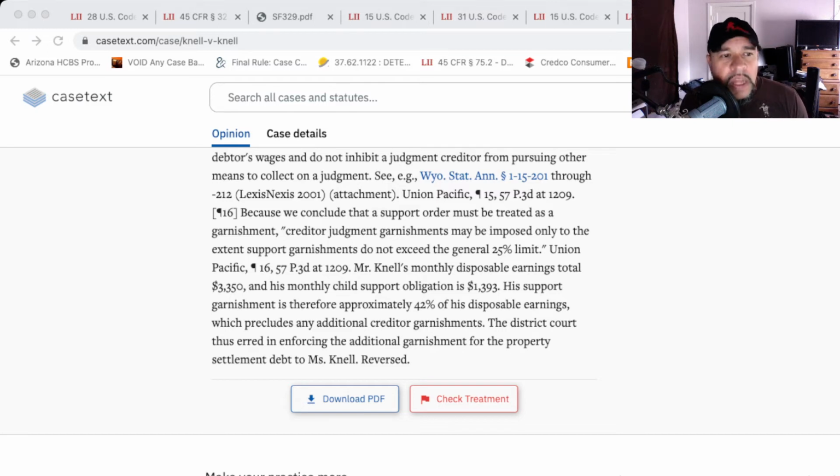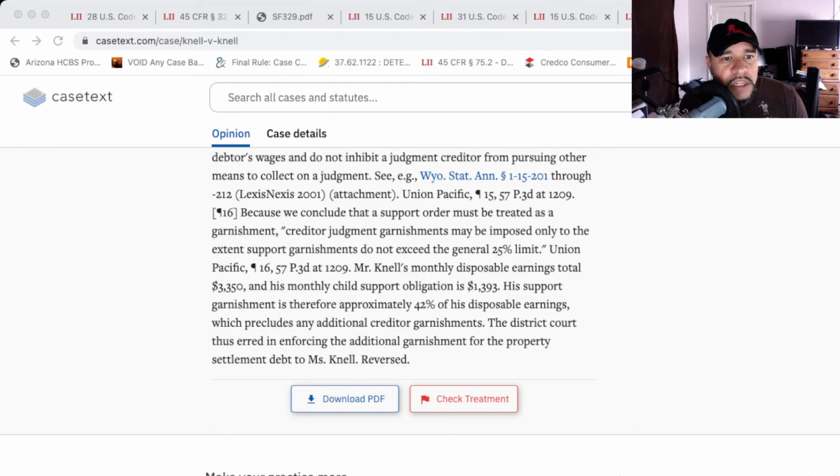So appellate is the case law that you really, really like, that you really want to use. All right, so credit or judgment garnishes may be imposed only to the extent support garnishments do not exceed the general 25% limit.